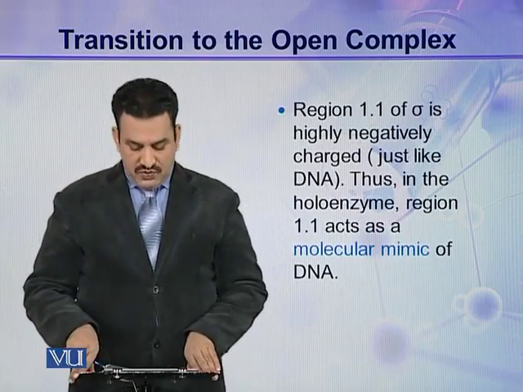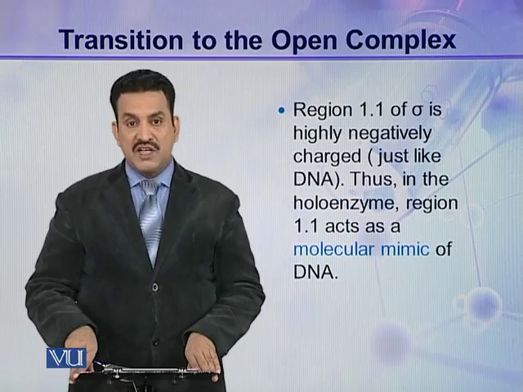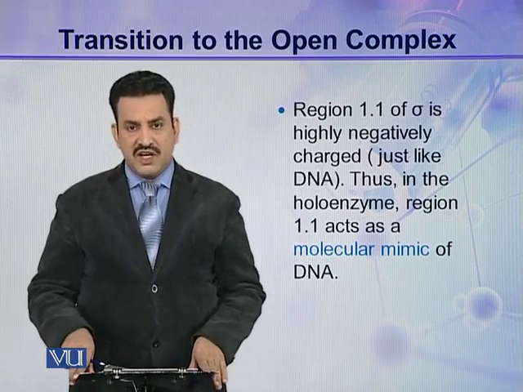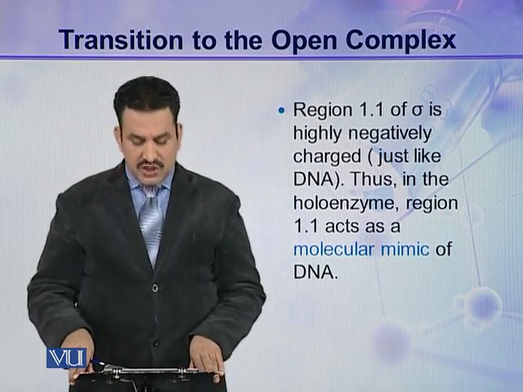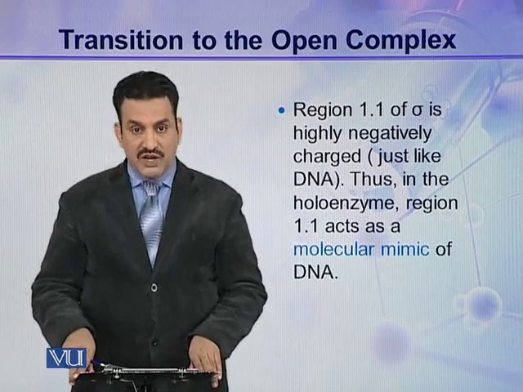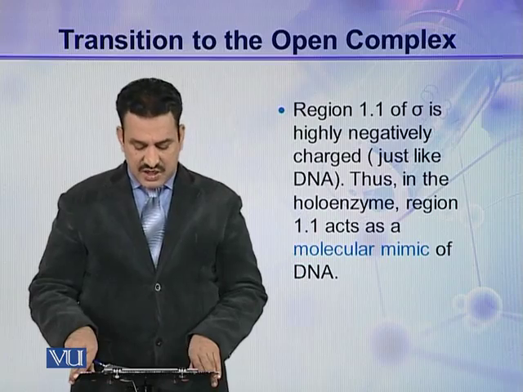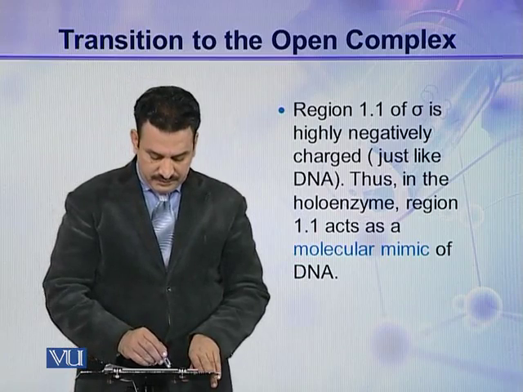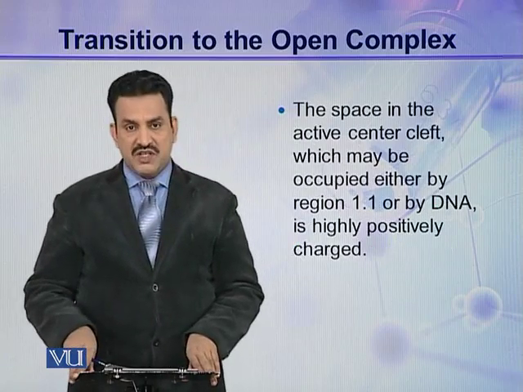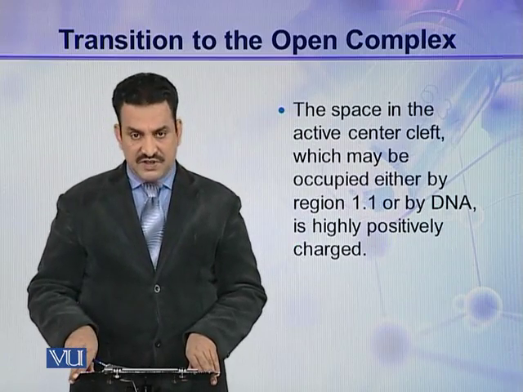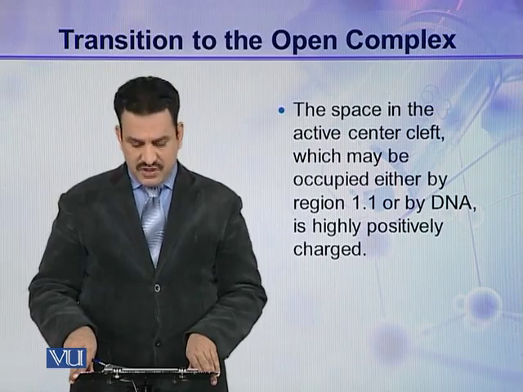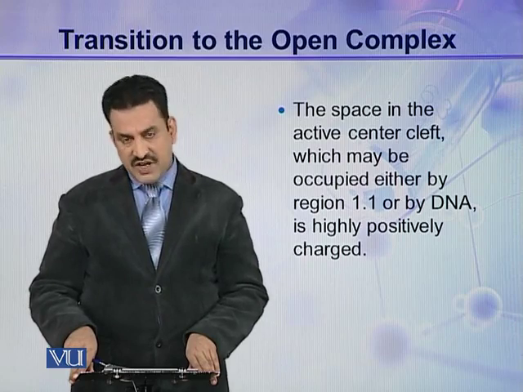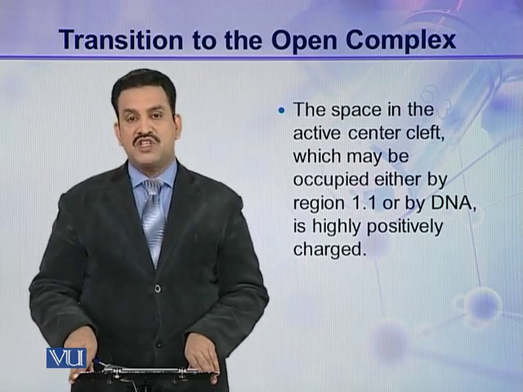Region 1.1 of the sigma is highly negatively charged, just like DNA. DNA is also negatively charged. Thus, in the holoenzyme, region 1.1 acts as a molecular mimic of DNA. The space in the active center cleft, which may be occupied by either region 1.1 or by DNA, is highly positively charged.